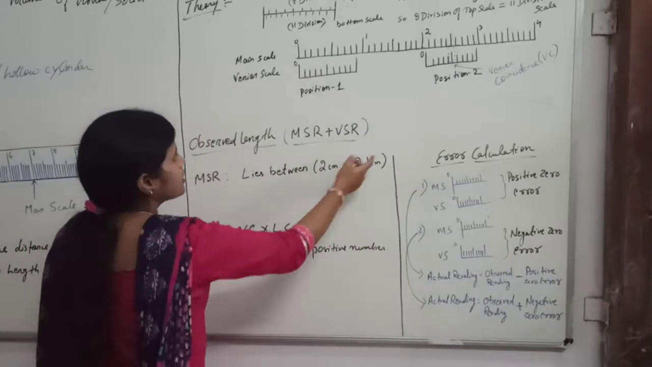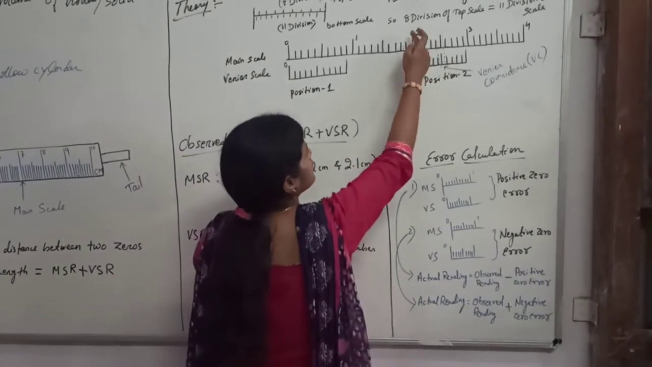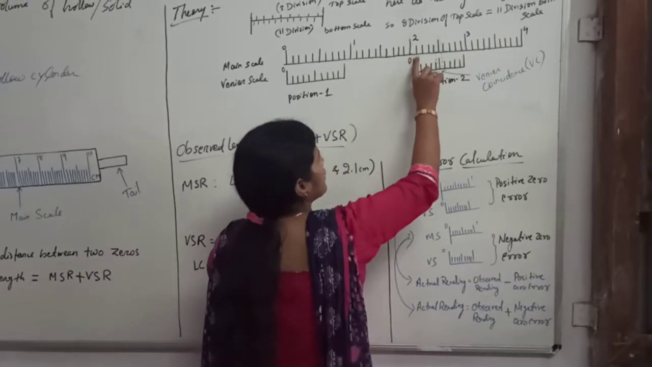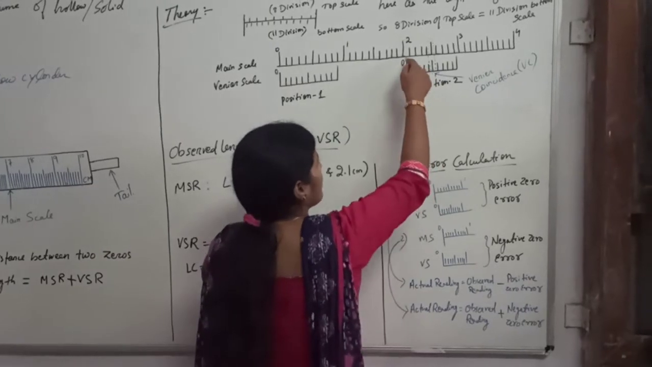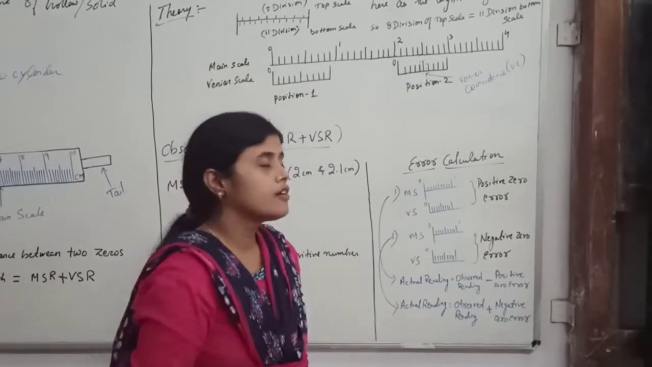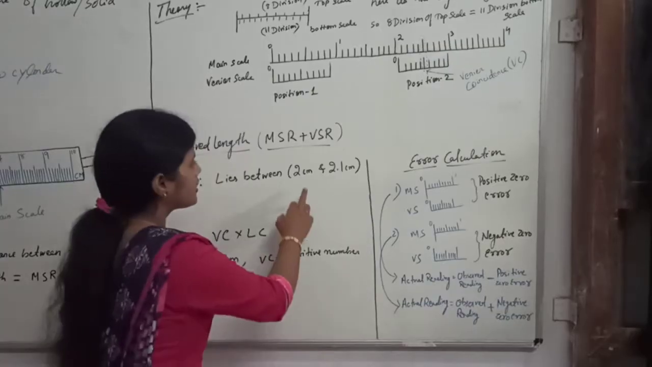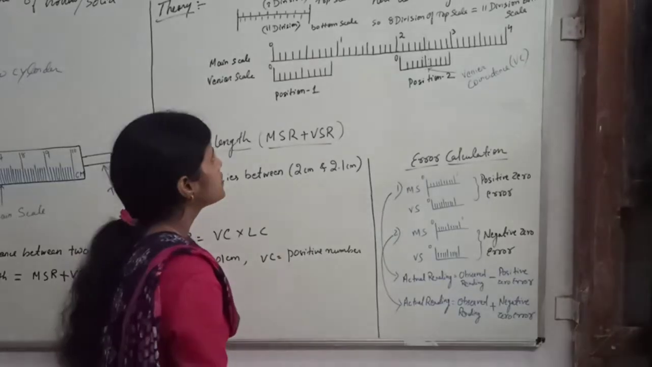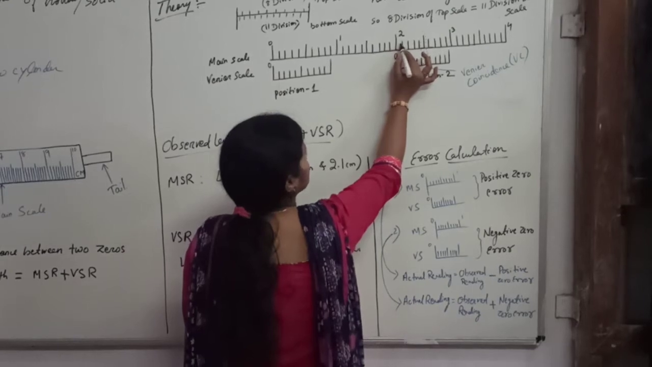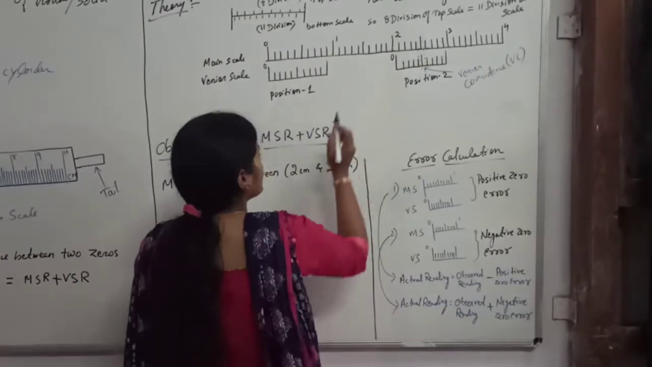Okay. So the main scale reading lies between 2 cm and 2.1 cm. In between these two, this is 2 cm, this is 2.1, 2.2, 2.3 like this. So the zero line of this vernier scale lies between 2 and 2.1. But as I told you, the main scale reading will be calculated from the main scale. So you will consider the smallest reading. Why am I saying this? Because you don't know this length as it is in the middle, so we will consider the smallest one.